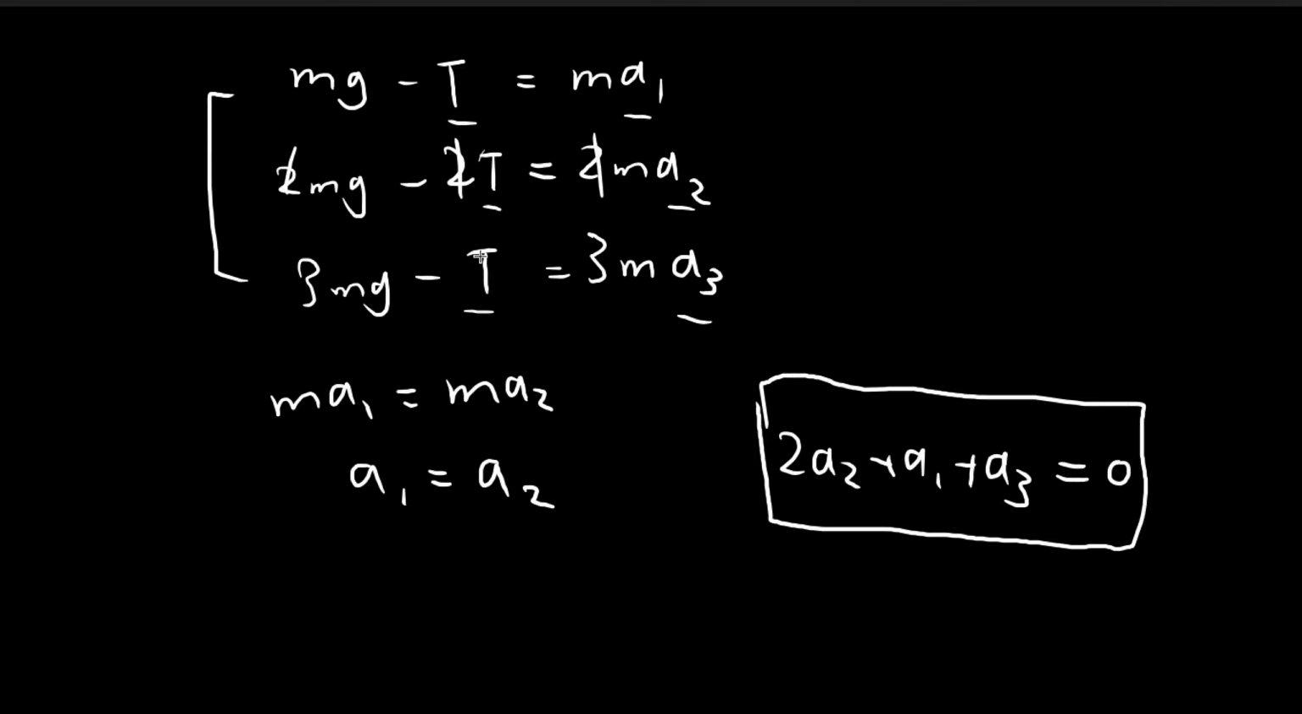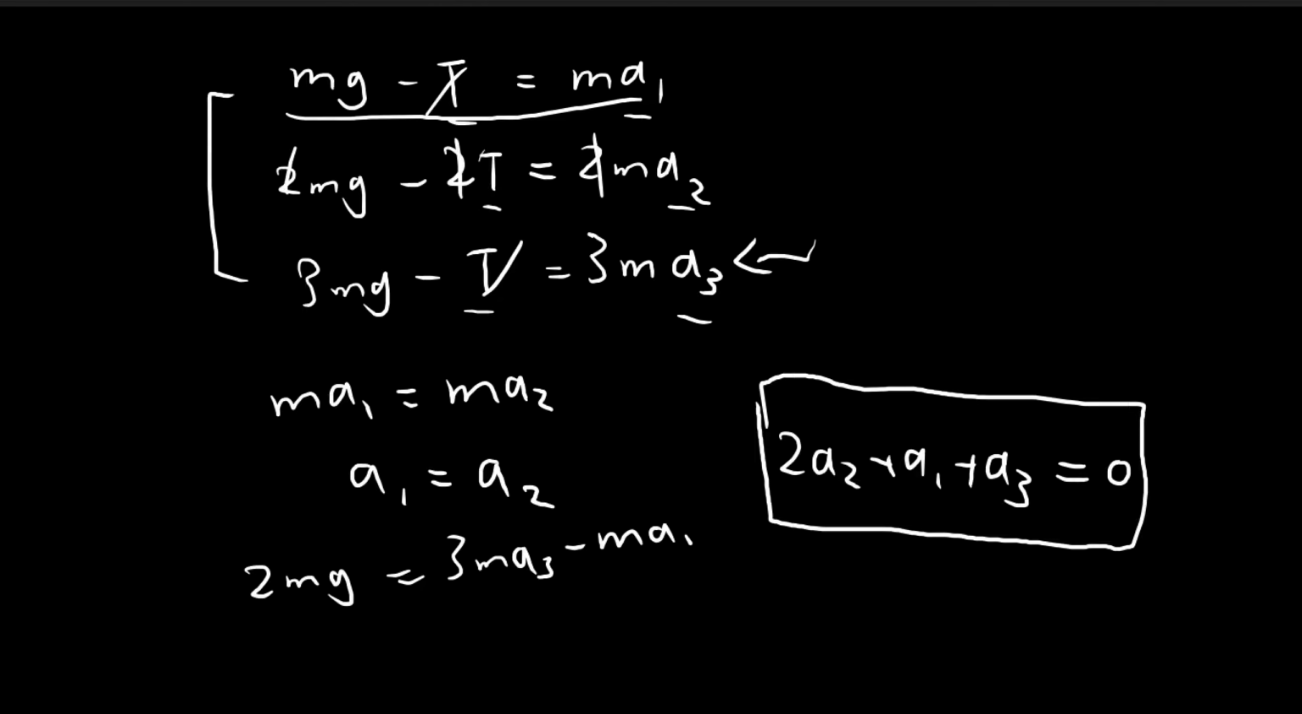And let's try to get rid of the t from this side as well. So you can see that mg minus t is equal to ma1. I can just subtract this relationship from this equation over here. So we get 2mg, and the t's cancel out. And on the right hand side we have 3ma3 minus ma1. Then dividing both sides by m, we get 2g is equal to 3a3 minus a1. And so there we have it.